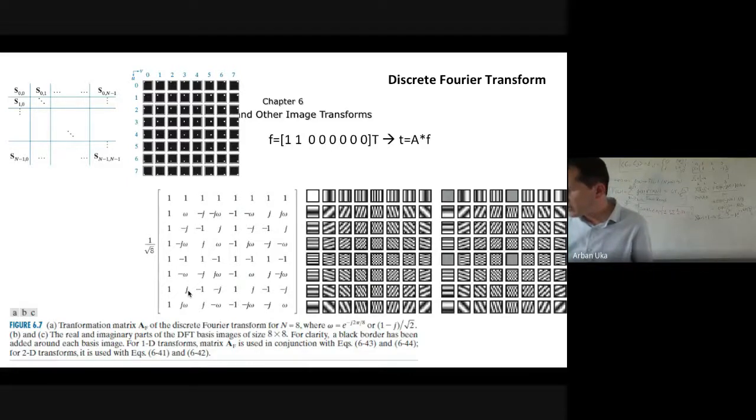So for the sake of normalization, we multiply it with the given numbers. As we wrote before on the board, any transform T of a vector is going to be represented by a matrix A times a function f. In this case, the function f is this one, which has a couple of ones at the beginning, and then it's full of zeros. That capital T stands for transpose. In order to find the Fourier transform of this function, we just multiply this 8 by 8 matrix with this vector, and we're going to see a series of numbers.